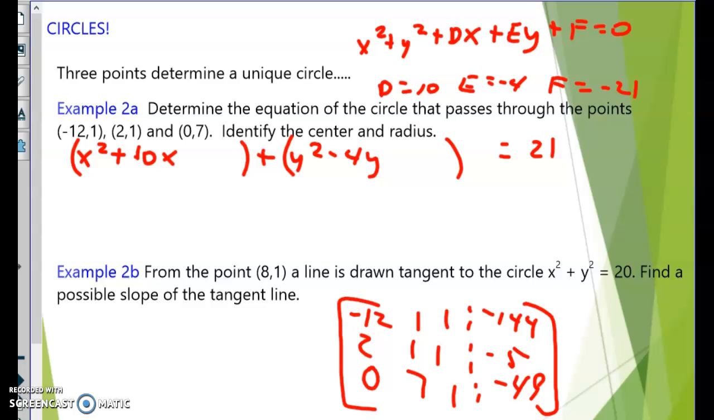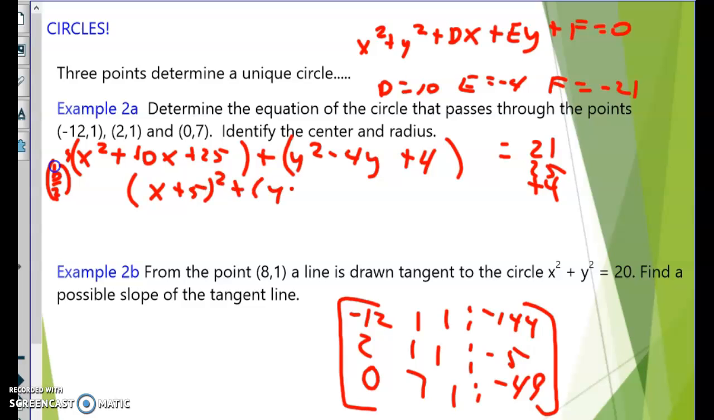So then I put them in, and we end up needing to complete the squares to find out what those values are. I'm going to take b divided by 2 and squared. So 10 divided by 2 is 5. 5 squared is 25. And if I add it to one side, I need to add it to the other side. Half of negative 4 is negative 2. Negative 2 squared is 4. So I get that. And then writing it in vertex form, I get (x plus 5) squared plus (y minus 2) squared equals 50.